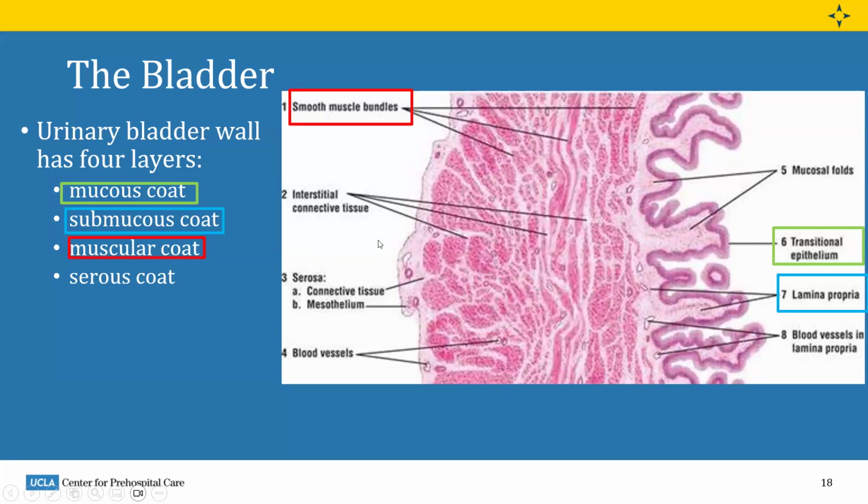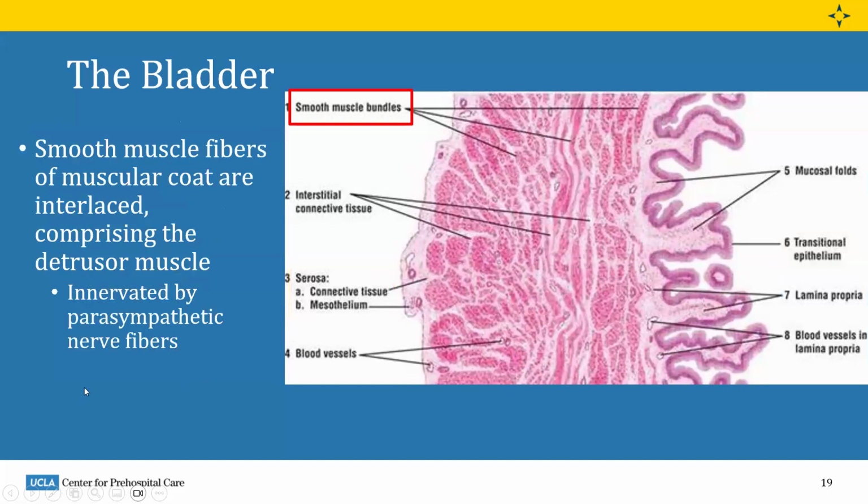Then deep to that, we have our smooth muscle again, and so that's our muscular layer to allow the bladder to contract. We have our serous layer on the outermost portion of that. Whenever you see smooth muscle, you should think that that is an involuntary muscle, that it's not something that we consciously control. Thank goodness, we don't have to think about contracting our bladder. That's one less thing to have to worry about, right?